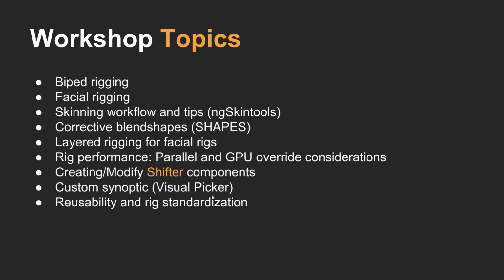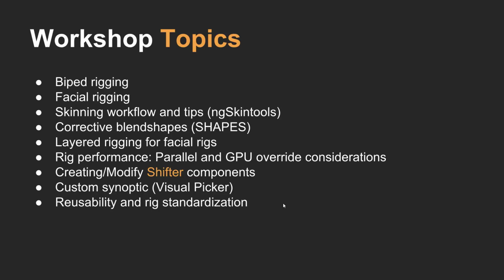We're going to create and modify some Shifter components. Mainly, we're going to do one simple component, probably a finger, and then we will modify some of them so we can learn how to edit these components. We're going to make the custom synoptic. It's a visual picker that is included in mGear. And we're going to talk about reusability and rigging standardization.